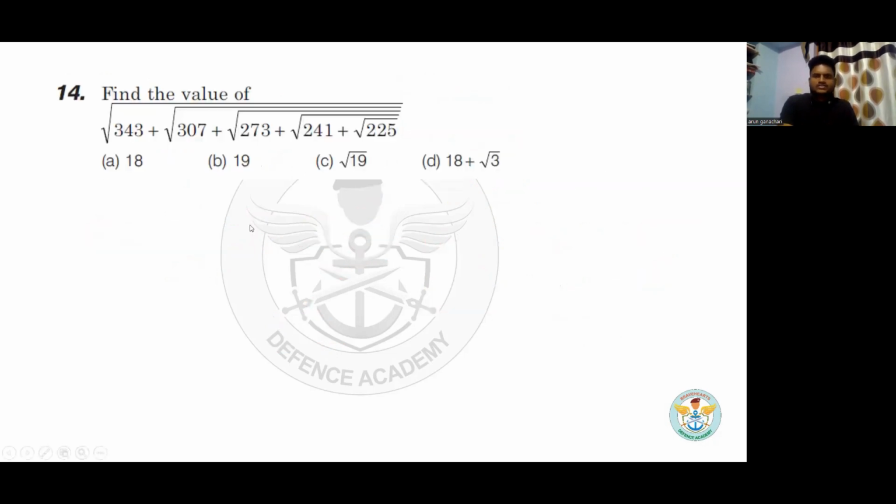One last question, which is very frequently asked in your AFCAT question paper. This is one question which comes very frequently in your AFCAT question paper. Try to solve it.